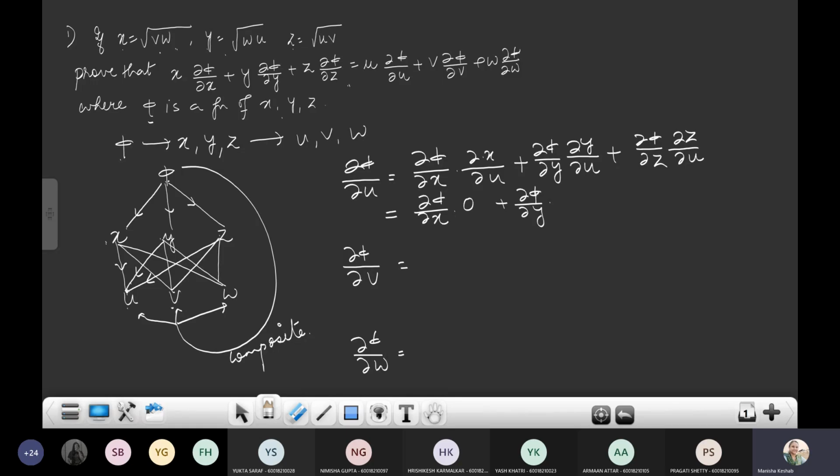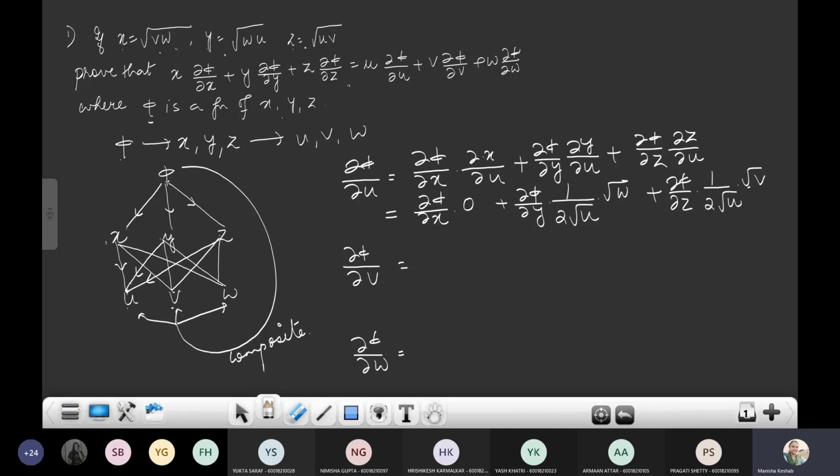In this case, for y, you can see we have root w and root u. So root w will behave as a constant when you are differentiating with respect to u. The differentiation of root u is what? 1 by 2 root u. So it will be 1 by 2 root u into root w, plus del phi del z into del z del u. Now for z with respect to u, it will be 1 upon 2 root u into root v. So this is what we have got for del phi del u.